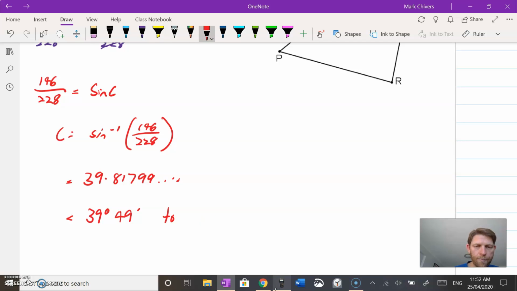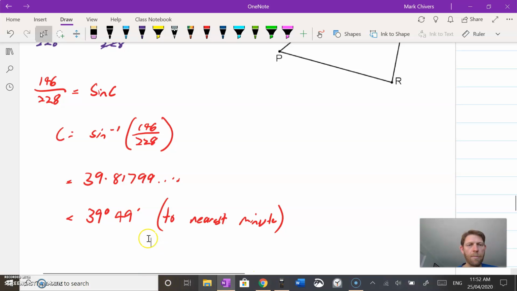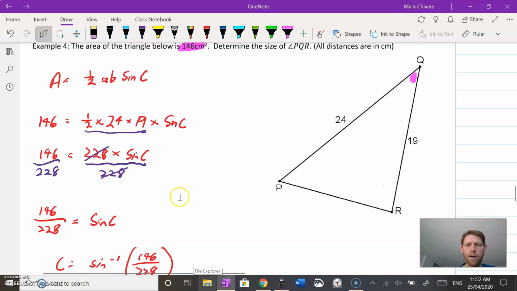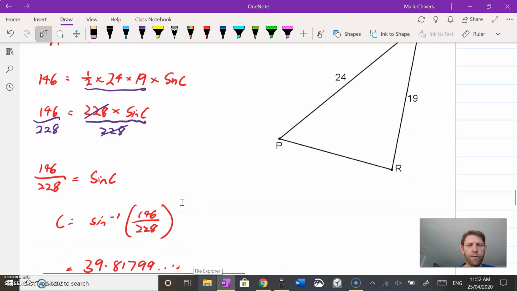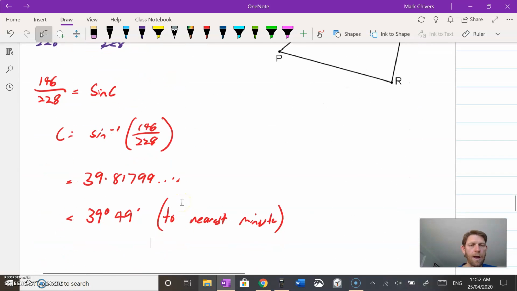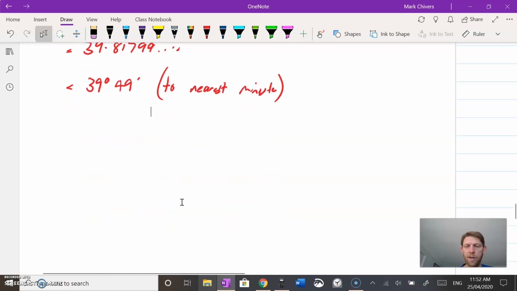Well, that's terrible writing. So yeah, not altogether too difficult, and probably not as hard as the one beforehand where we had to do the sine rule first to get the answer. But that's all there is for those.